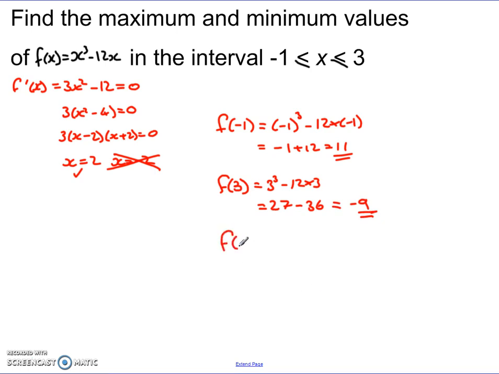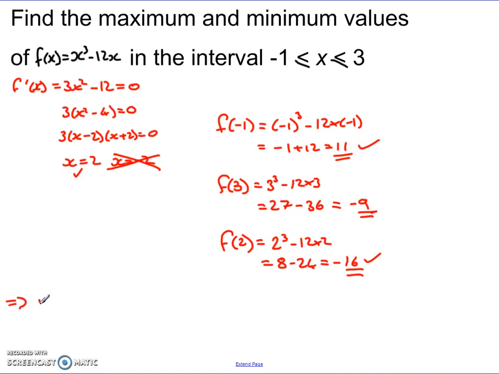The last one I have to look at is my turning point. So where that would occur, which is the x equal to 2. So I substitute that in here and I do f of 2. I get 2 cubed, take away 12 times 2. 2 cubed is 8, so I've got 8 minus 12 twos are 24. 8 take away 24, which is -16. So what I can now say is, right, I've got my maximum and I've got my minimum. This is the highest, this is the lowest.